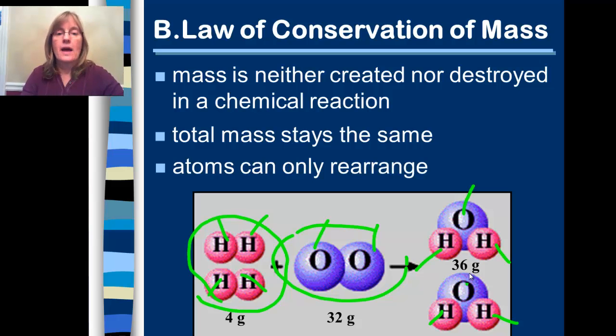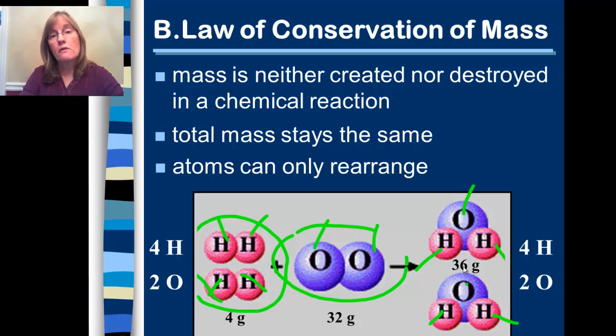The masses also have to balance out. 4 grams of hydrogen and 32 grams of oxygen yields 36 grams of water. Atoms can rearrange. They don't disappear, they don't appear. Again, 4 hydrogens on the left, 2 oxygens on the left, 4 hydrogens on the right, 2 oxygens on the right.